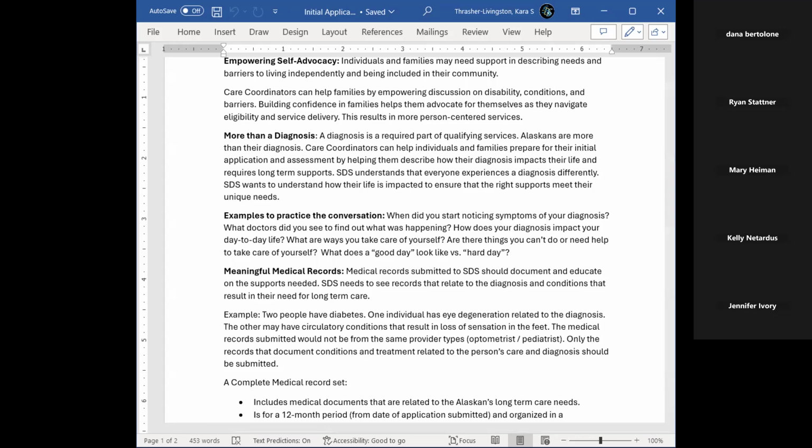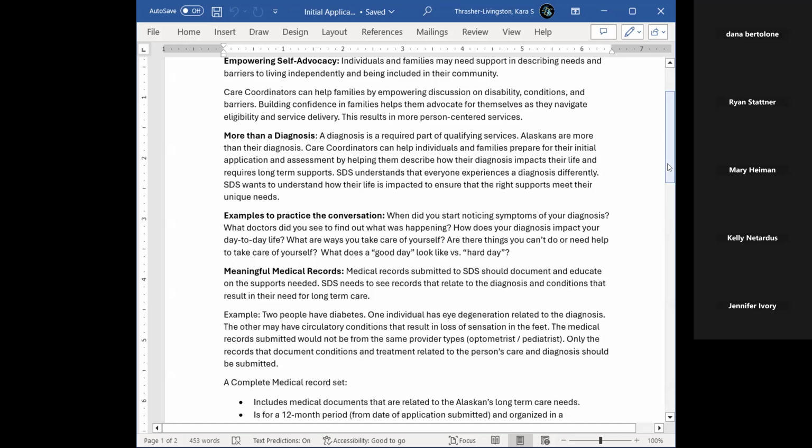There is diagnosis involved in every phase of this, especially with our application and assessment, and of course, reapplication. A diagnosis is required. It's part of qualifying for services. But people are more than their diagnosis, as we know. A care coordinator can help the person and family prepare for their first application and assessment by helping them describe how the diagnosis impacts their life and how it requires long term supports. This is basically a conversation that you have with the person about, well, you have a medical condition. What does that mean in everyday life? What is it that you can do? What is it that you need help with? And that type of thing.